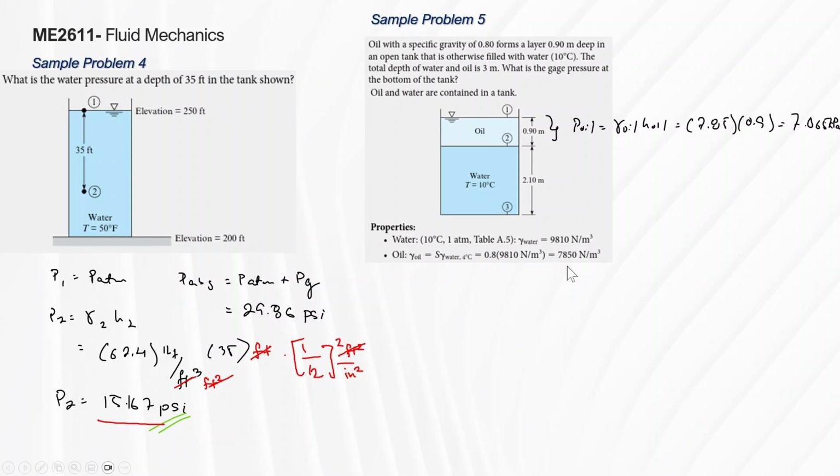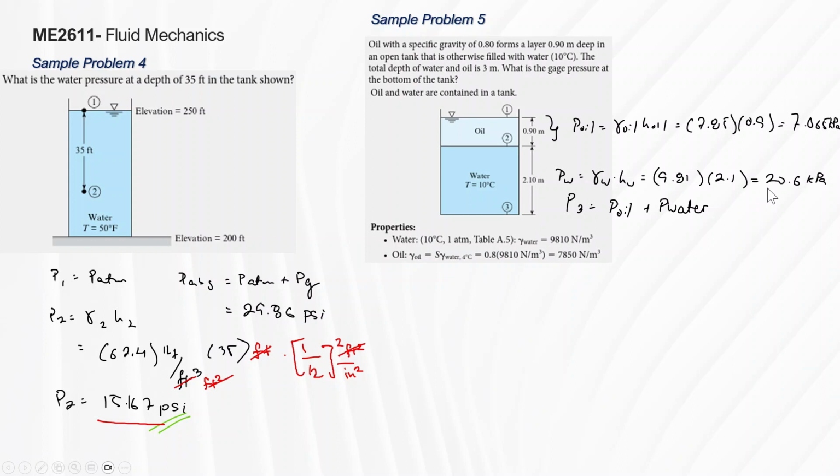Convert ko ito into kilonewton. So that's 7.85 kilonewton per meter cubed times 0.9 meters. So that's 7.065 kilopascal. Then alam ko ito, since this is with water, essentially P3 here is technically the gauge pressure of the oil plus the water. So the P water here is yung specific weight of water times height of water.